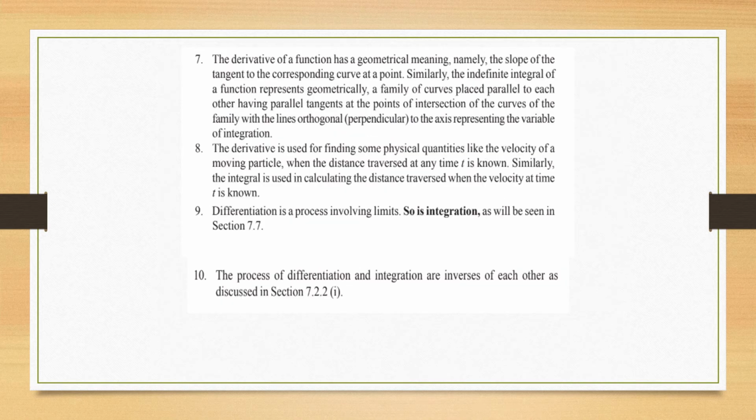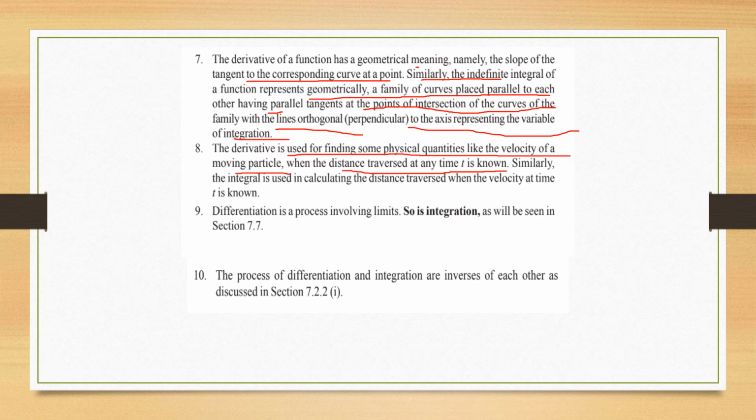The derivative of a function has a geometrical meaning, namely slope of tangent to the corresponding curve at a point. Similarly, the indefinite integral of a function represents geometrically a family of curves placed parallel to each other, as we have done in the example, having parallel tangents at the point of intersection of the curves of the family with the lines perpendicular to the axis representing the variable of integration. Derivative is used for finding some physical quantities like the velocity of a moving particle when the distance traveled at any time t is known. Similarly, integral is used to calculate the distance traversed when the velocity at time t is known.